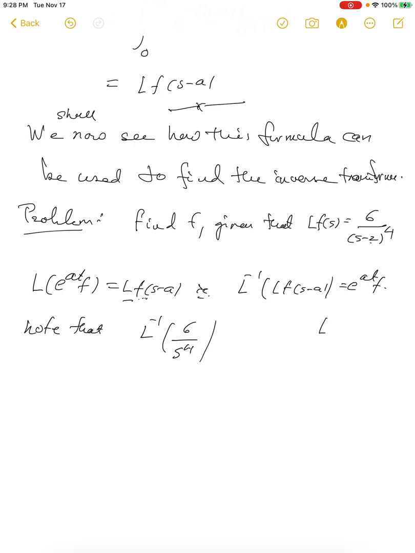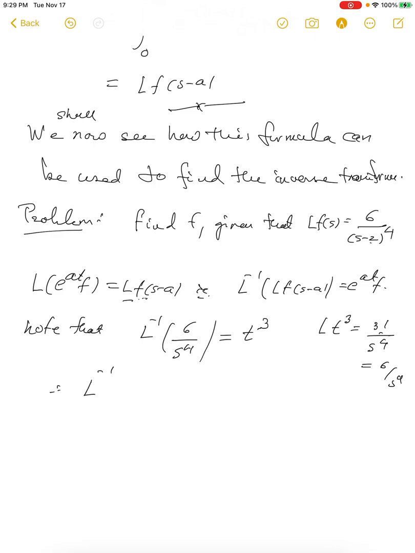So what is a function whose Laplace transform gives you 1 over s to the 4? It's t cube. L of t cube is factorial 3 over s to the 4, which is actually 6 by s to the 4. So L inverse of 6 by s to the 4 is t cube.